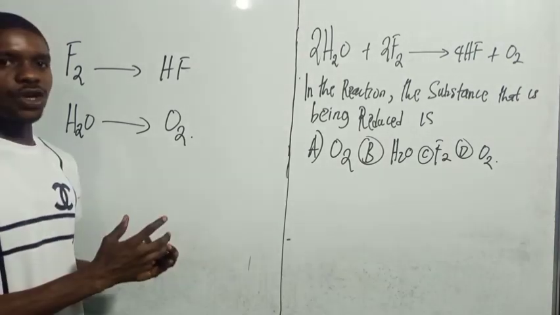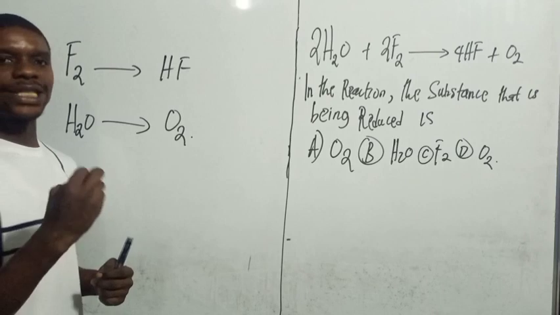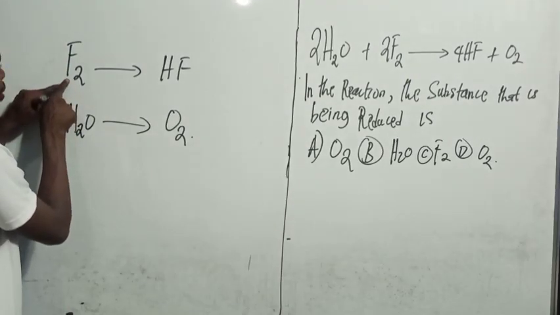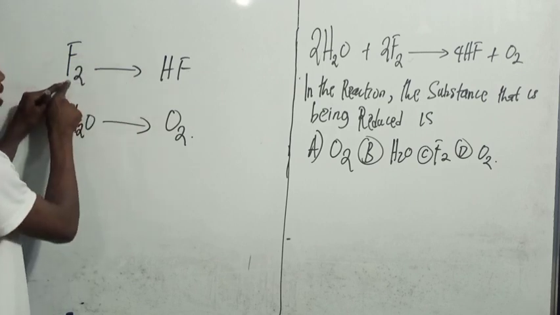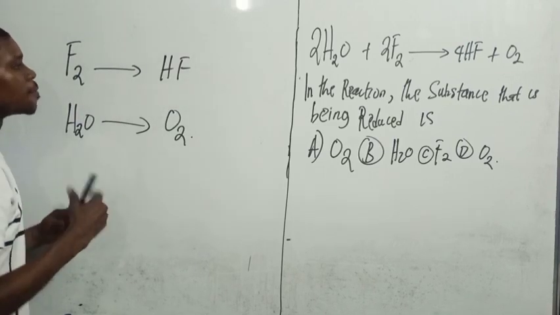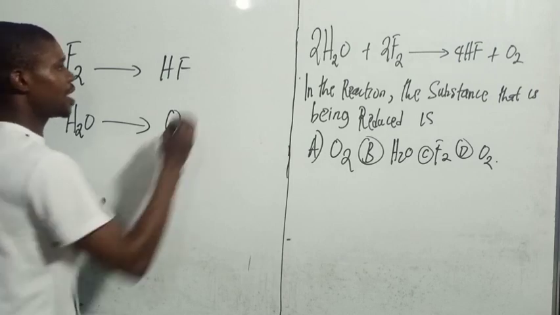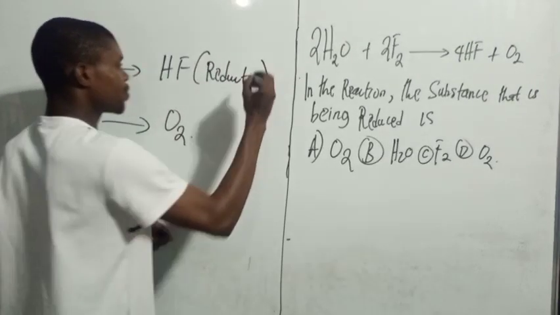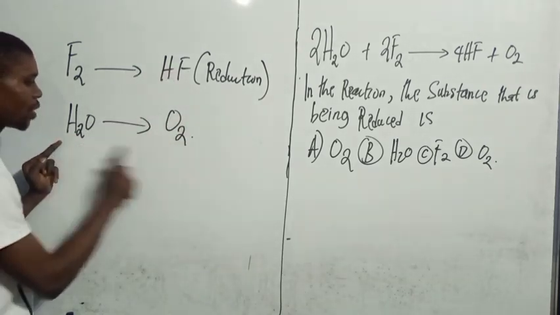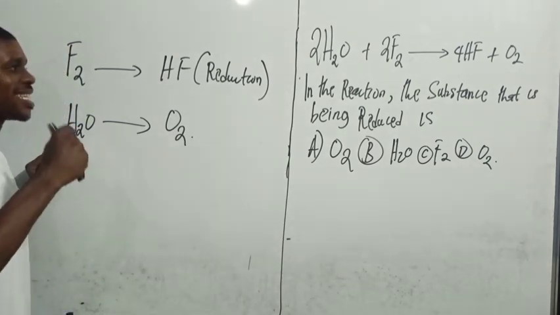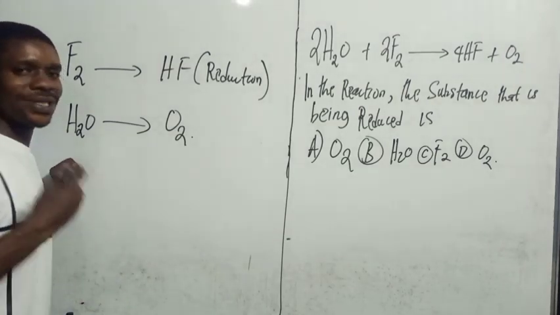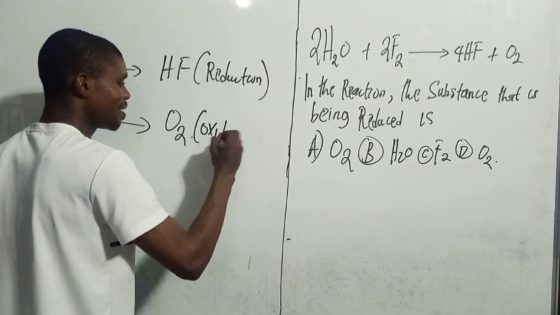Remember, oxidation is the loss of hydrogen, while reduction is the gain of hydrogen. You can go back to those definitions I gave you. From here, you can see that fluorine has gained hydrogen. There's no hydrogen there, but there's one hydrogen here. So there's an addition of hydrogen from left to right, and an increase in hydrogen is reduction. Here we have two hydrogen, and here we have none, so there's a loss of hydrogen. Species that lose hydrogen in a redox reaction undergo oxidation.